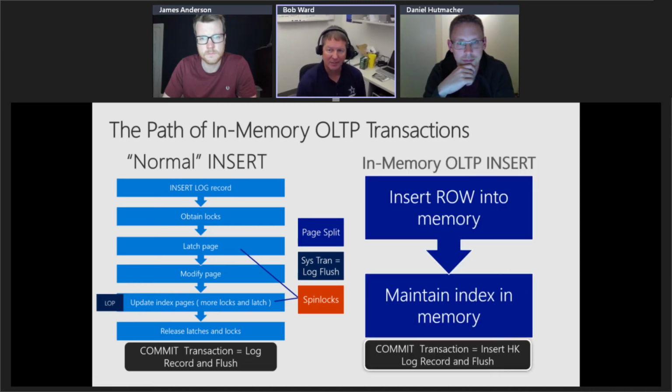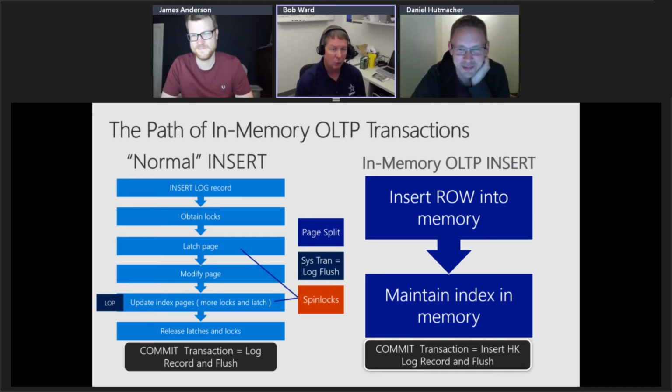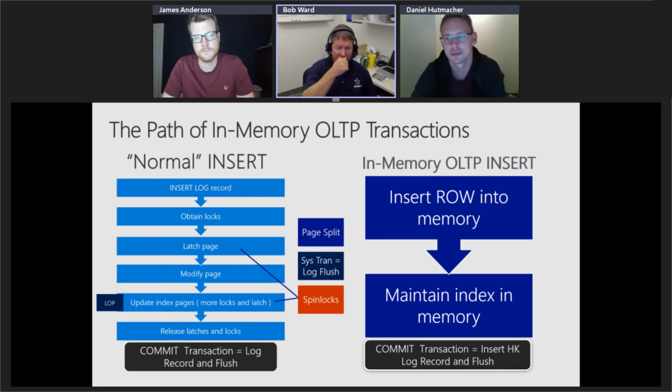This is what Hekaton looks like. That's it. You insert a row into memory, and you maintain your index in memory. That's a key point here. We do not store indexes anywhere. Notice on those checkpoint files and things I talked about, that's just your data. Indexes are maintained in memory only, and when you restart your database, we will rebuild your indexes based on your data.